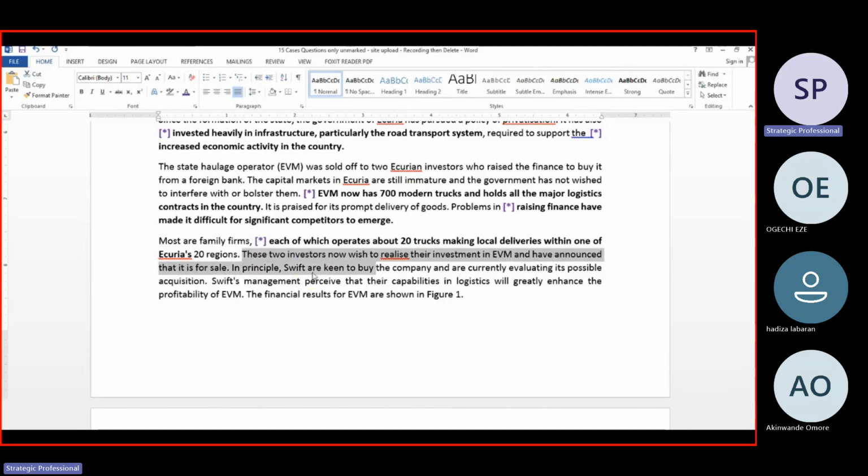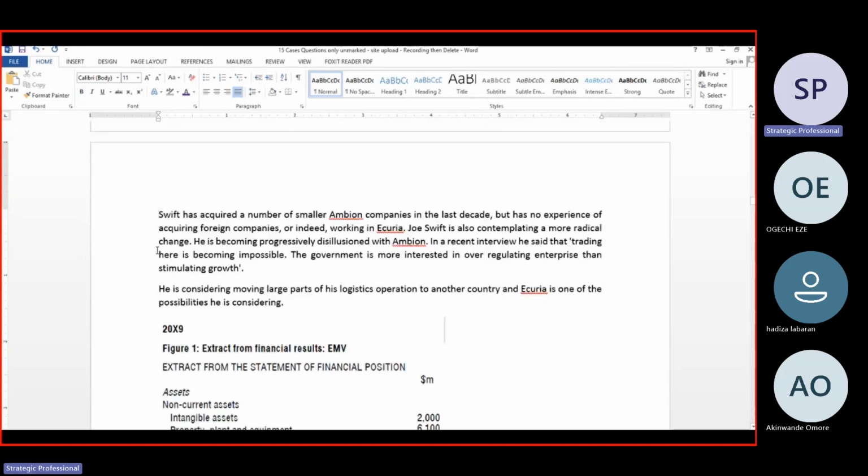In principle, Swift are keen to buy the company and are currently evaluating its possibility as an acquisition target. Swift's management perceives that their capabilities in logistics will greatly enhance the profitability of EVM. So that's what they feel, and we'll mark it as an important point. Swift has acquired a number of smaller Ambion companies in the last decade, but has no experience of acquiring a foreign company. So this is another valid point.